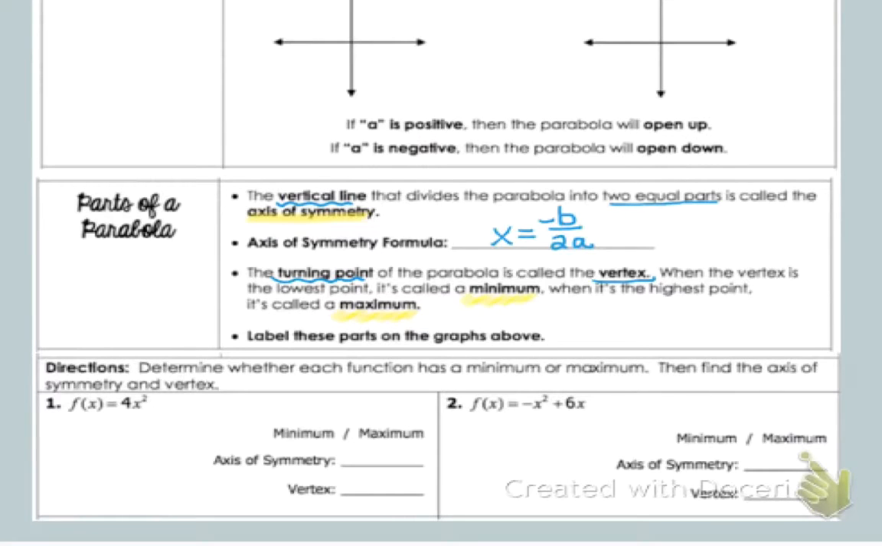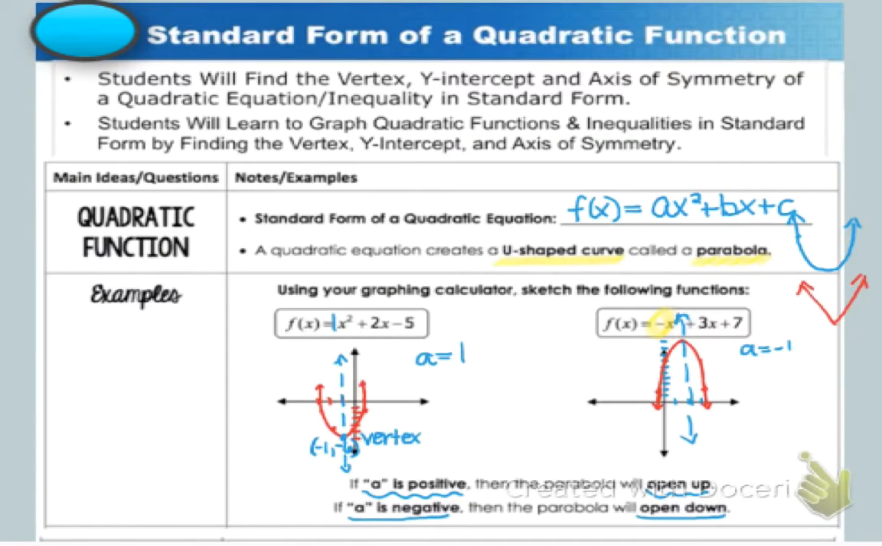And we always want to label these parts on any graph, but specifically on the sketches that we just did, and you can see that we did that. So we labeled the vertex. Actually, the vertex in this case is a minimum value, so I'm going to put slash minimum. And then here, this is the vertex, and it is a maximum because it's that highest value that it reaches.